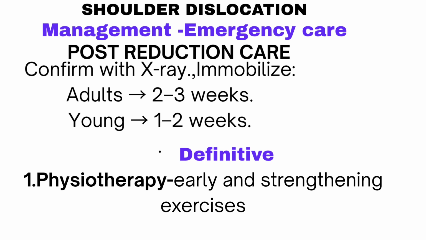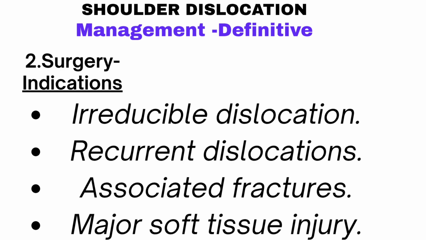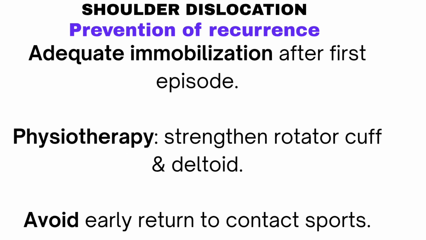Then start physiotherapy. Surgery is indicated in irreducible dislocations, recurrent dislocations, associated fractures like those of the greater tuberosity or glenoid rim, and significant soft tissue injuries. Prevention of recurrence. Recurrence can be reduced by adequate immobilization after the first episode, proper physiotherapy focusing on rotator cuff and deltoid strengthening, and avoiding early return to contact sports.